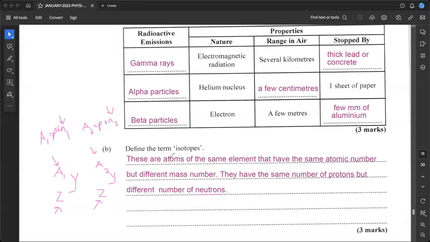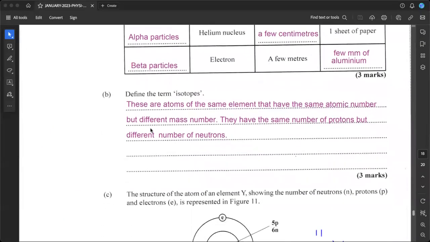So isotopes are atoms of the same element. Using our example, the element is Y, and they're both atoms of Y, but they have the same atomic number and their mass numbers are different. That's because the neutrons in the nucleus of each of them are different. So that's isotope in a nutshell. Let's clear that and scroll down a bit to see what else there is.